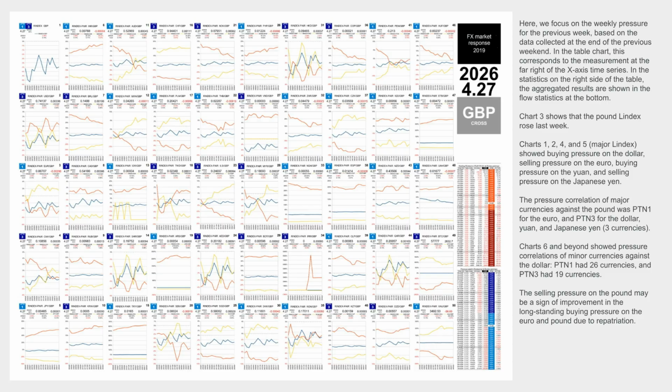Chart 6 and beyond showed pressure correlations of minor currencies against the dollar. PTN1 had 26 currencies, and PTN3 had 19 currencies. The selling pressure on the pound may be a sign of improvement in the long-standing buying pressure on the euro and pound due to repatriation.